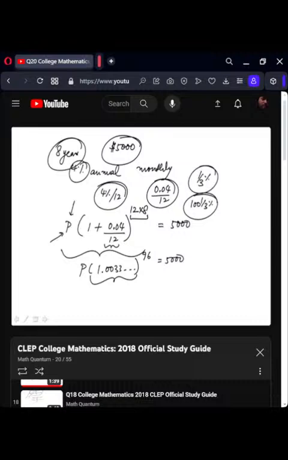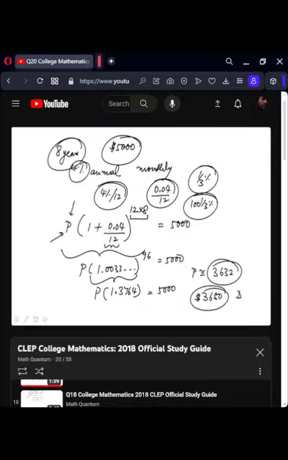That turns out to be 1.37264, and if you divide 5,000 by that, we get P to be 3632, and if you look at the answer choices, that's closest to $3,650, which is choice D.